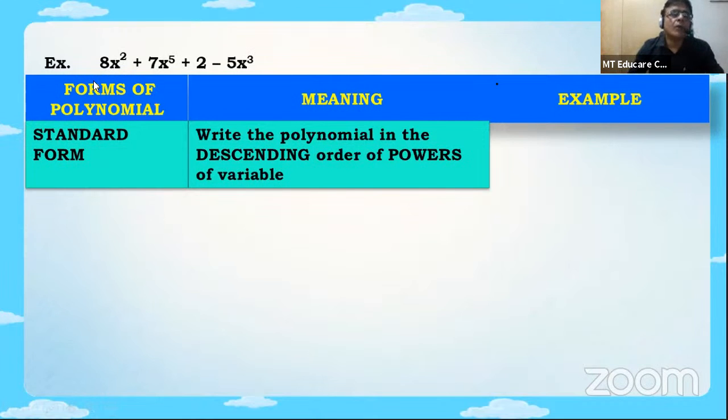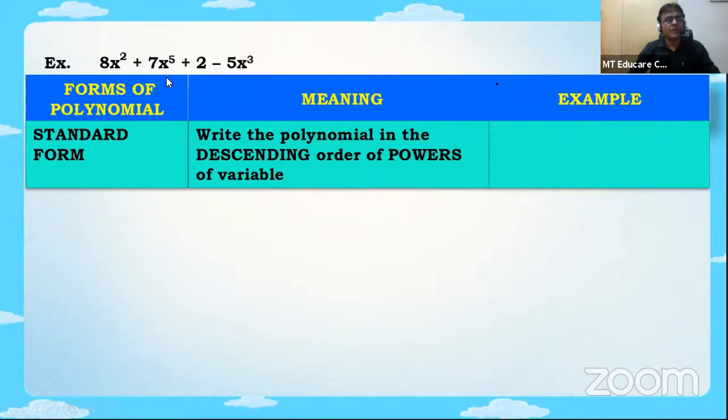Now look at the polynomial. Tell me, what is the highest power here? Very good. 7x raised to 5. That means the highest power is 5, so first we have to write that. Okay. Yes, if it was -7, I would have written -7 with the sign.